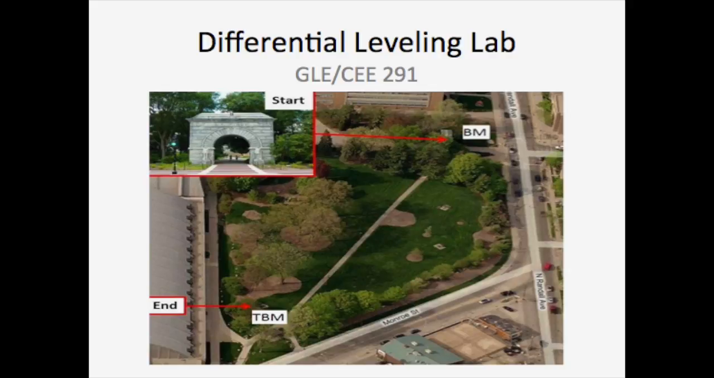Hi guys, this week you'll be doing the differential leveling lab. The purpose of this lab is to determine the elevation of the cabin using the known elevation of the statue in front of the arch in Camp Randall.